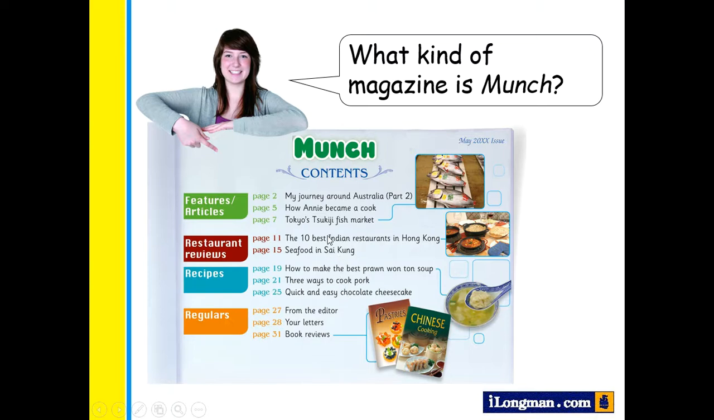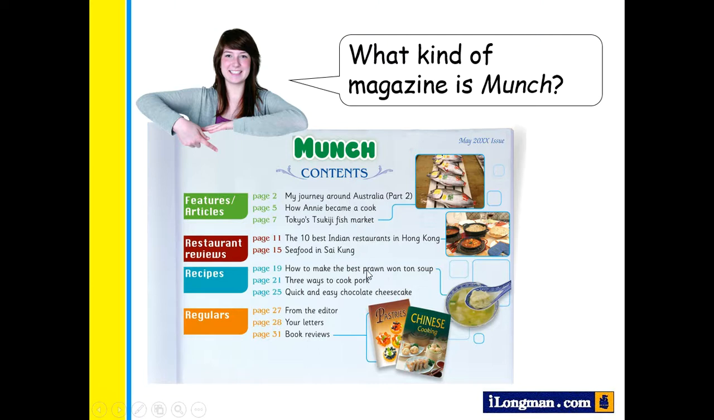So, what kind of magazine is Munch? I haven't learned this word before. Let's try to find some clues. We can always look at the pictures. Here I can see pictures of some fish, and it points to here, Tokyo's Tsukiji Fish Market. There are some dishes here, and it points here. It says best Indian restaurants in Hong Kong. Wow, these are Indian food.